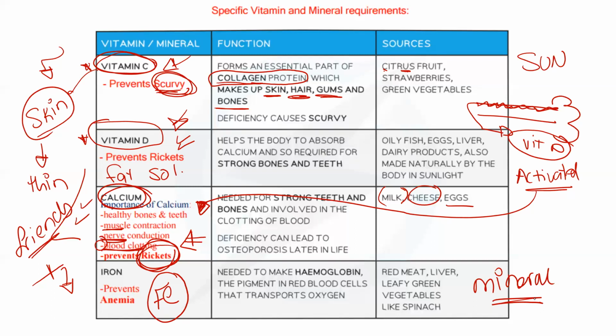Iron is very important. First, it is found in red meat. It is found in liver. It is found in spinach, especially spinach. You know Popeye the Sailor Man? Okay, remember this cartoon that you used to watch when you were children? He used to eat spinach, and after eating spinach, he used to become very strong because iron is very important in the making of the red blood cells.